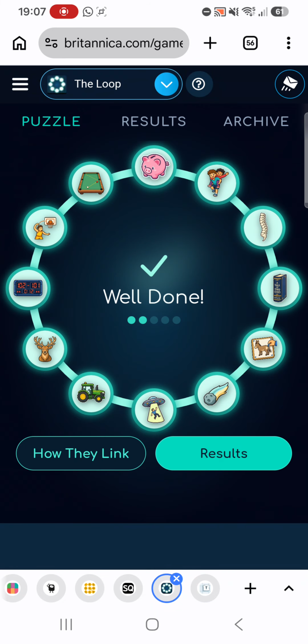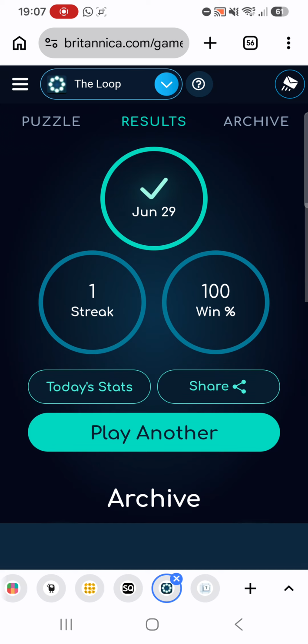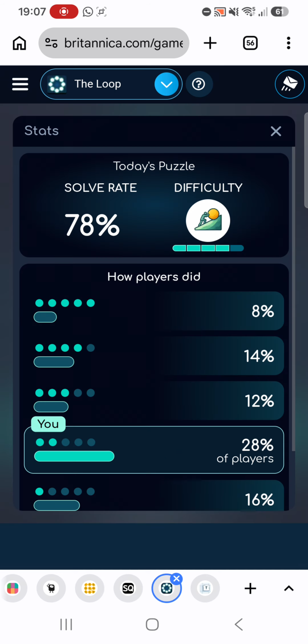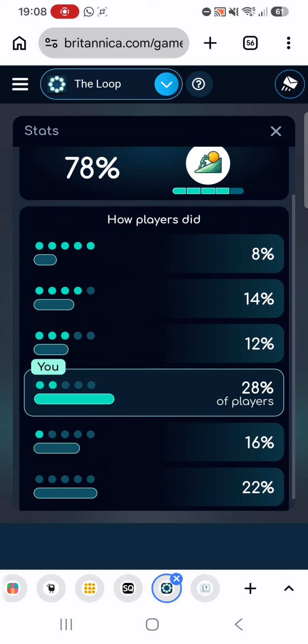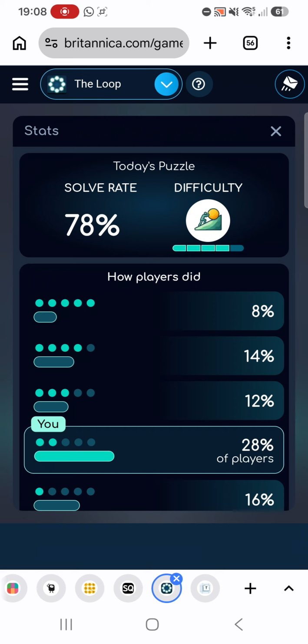So we worked a lot of that out, but it's not a very good performance. You can see that quite a lot of people struggled, to be fair. 28% of people were in the same bucket that I was, but only 22% failed. So maybe not the trickiest, but definitely not the easiest either.